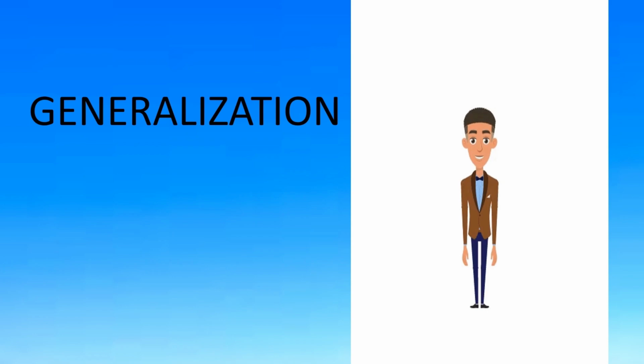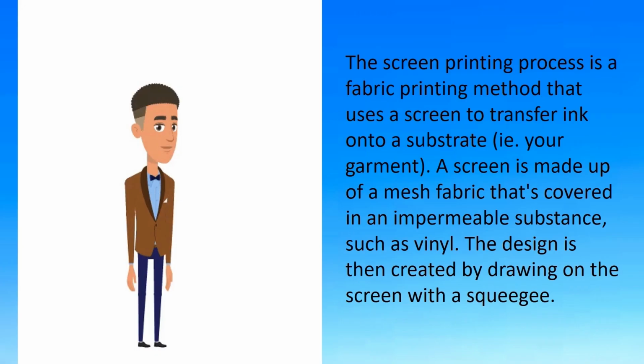For the generalization, the screen printing process is a fabric printing method that uses a screen to transfer ink onto a substrate, for example, your garment. A screen is made up of a mesh fabric that's covered in an impermeable substance such as vinyl. The design is then created by drawing the ink across the screen with a squeegee.